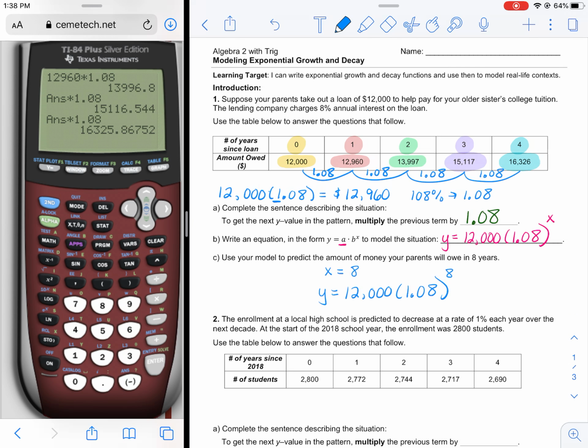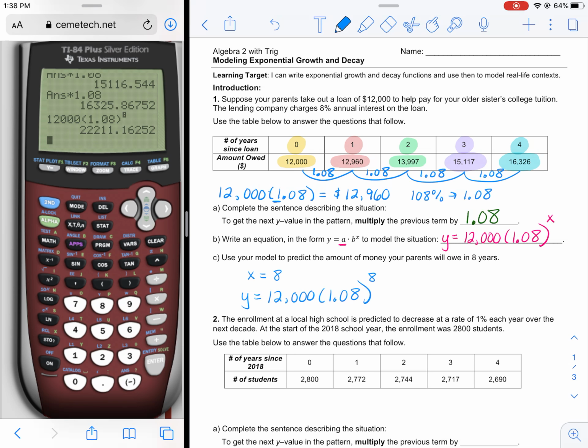Okay, and then we're going to use our calculator, 12,000 times 1.08 to the 8th. All the numbers in the table are rounded to the nearest whole number, so I'm going to go ahead and round my answer to the nearest whole number.